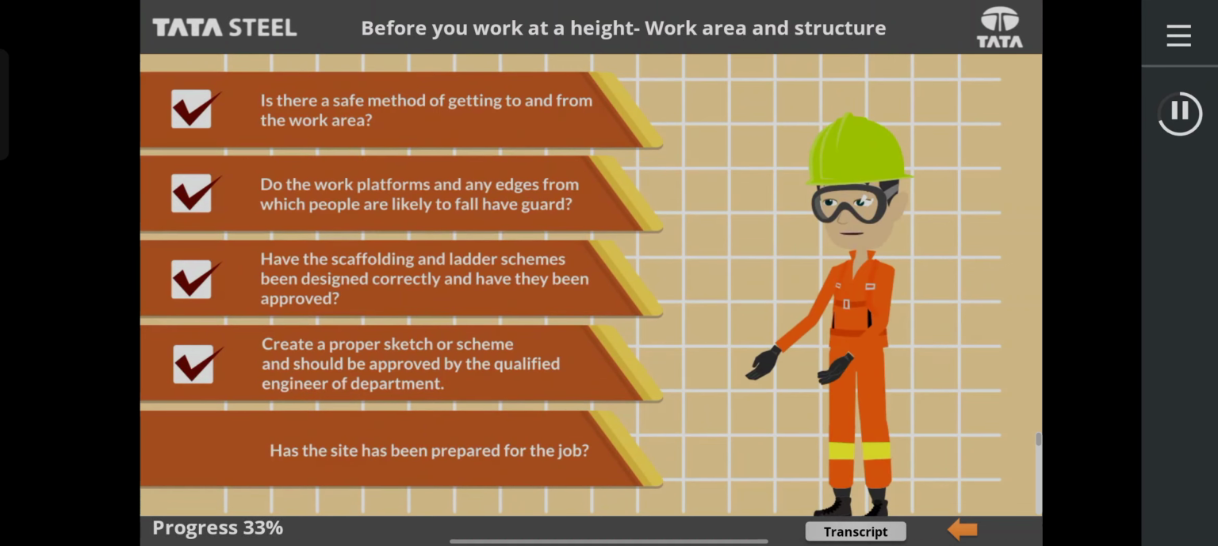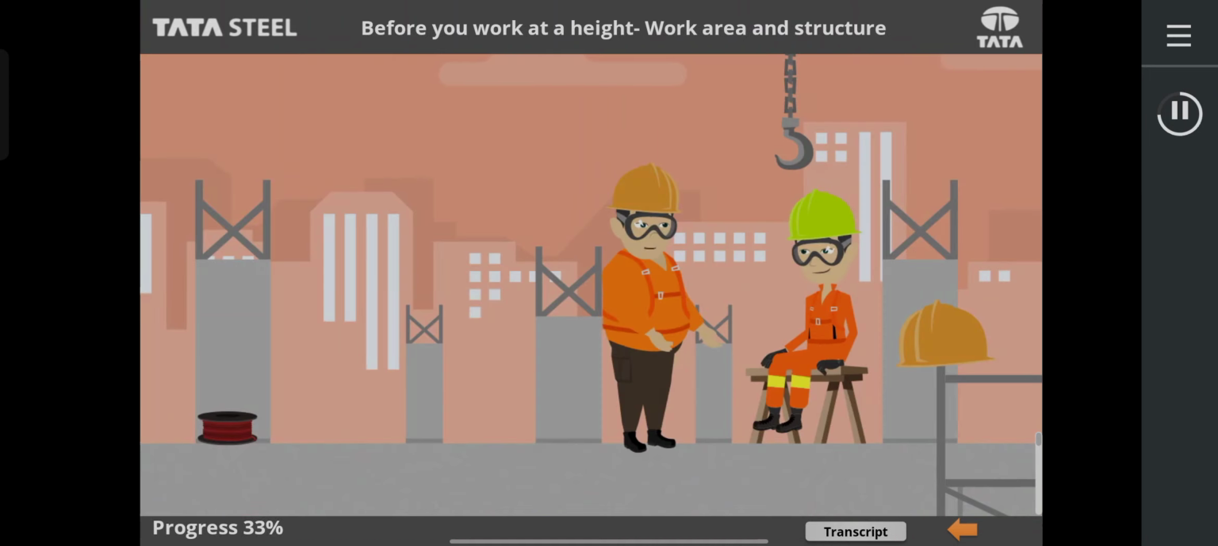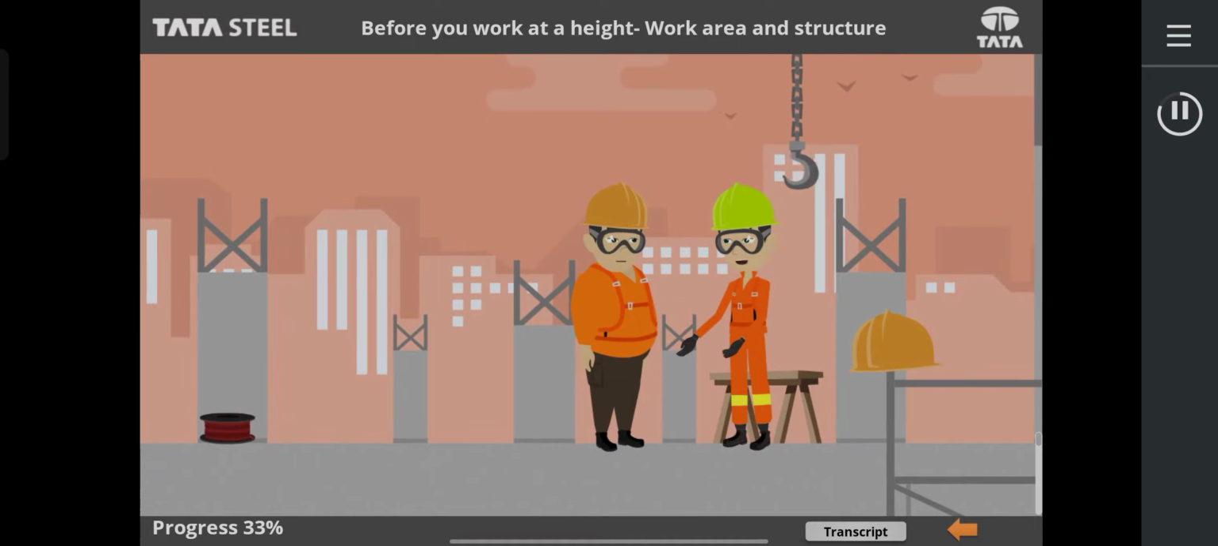Ensure that the site has been prepared for the job. That is a lot of information. Isn't there a way to make sure that this and other requirements are satisfied? Yes, there are many checks. Before the start of each job, a permit should be issued to the working agency. These factors and many others are considered before the permit is issued. Let us look at them now.